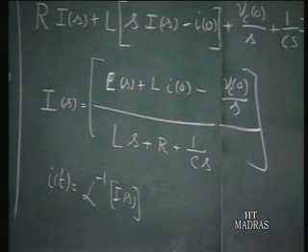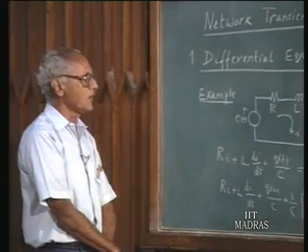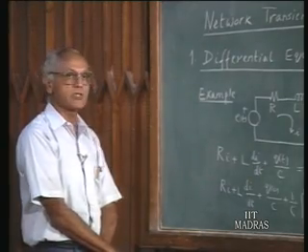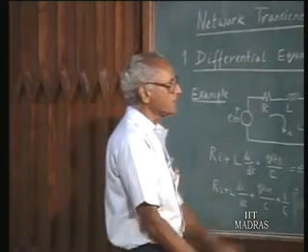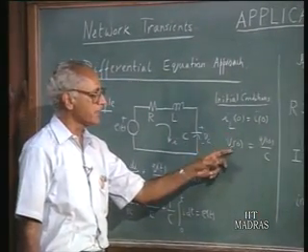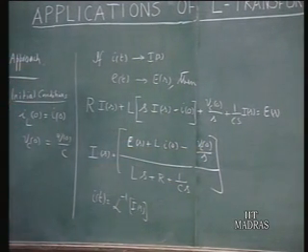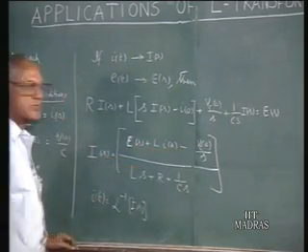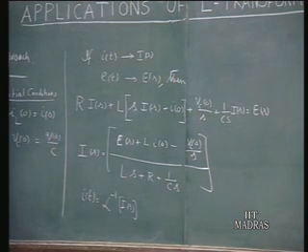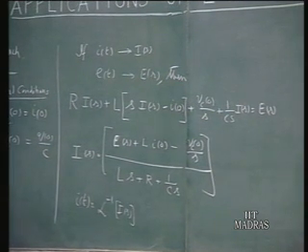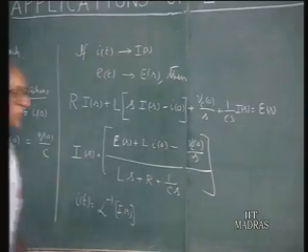Now a few comments on this. If you are interested in finding out the behavior of the current starting from t equals 0 minus onwards, then for the initial current in the inductor and the initial voltage across the capacitor, you can use 0 minus values. On the other hand, if you want the solution to be valid from t equals 0 plus onwards, then you can substitute 0 plus values for both I0 and Vc0. So depending upon what type of solution you want, you can substitute either 0 minus initial conditions or 0 plus initial conditions. Let me put that down here.